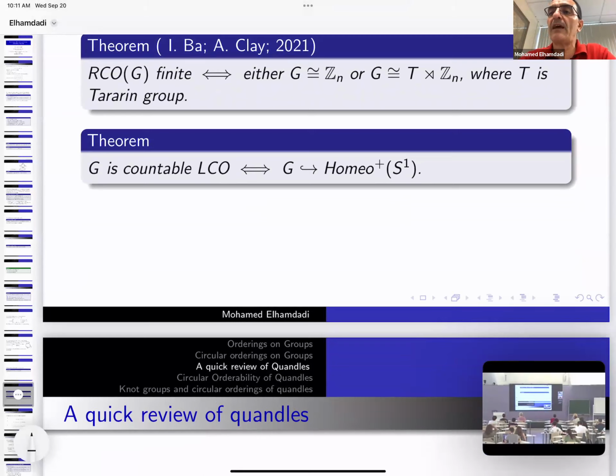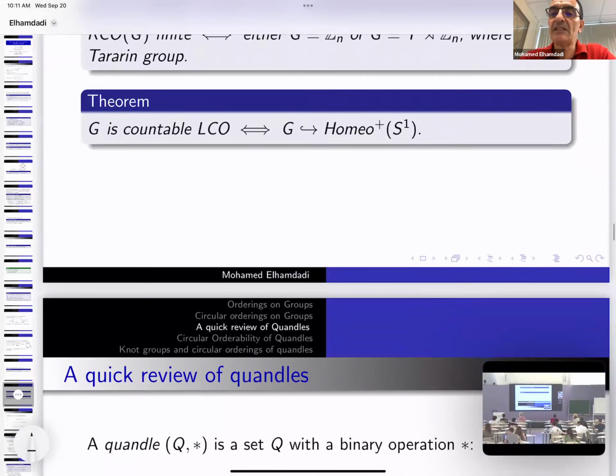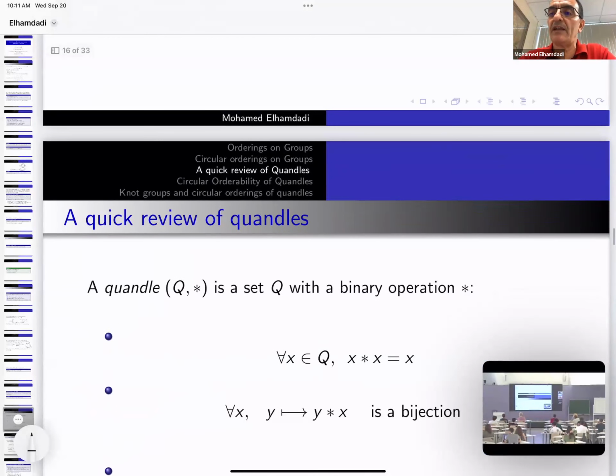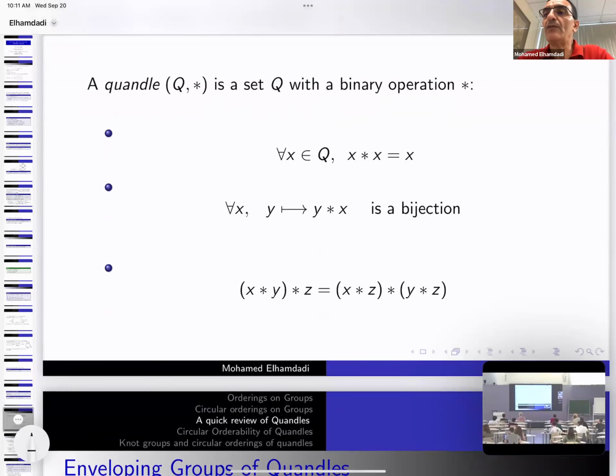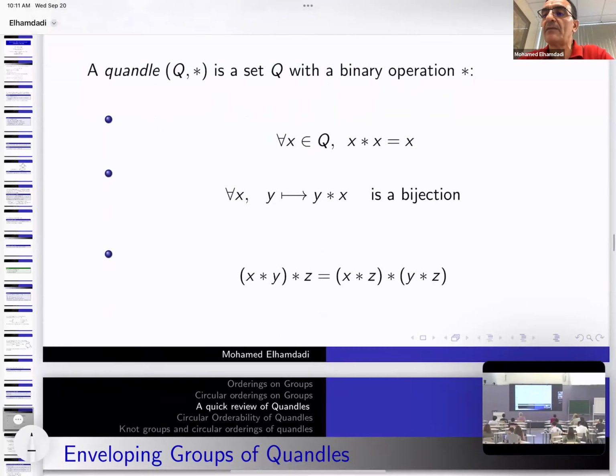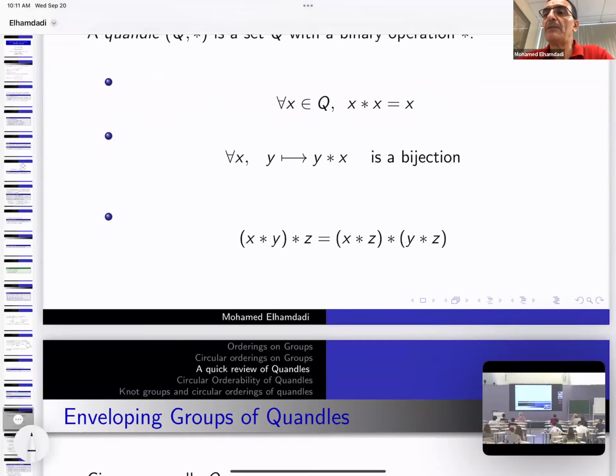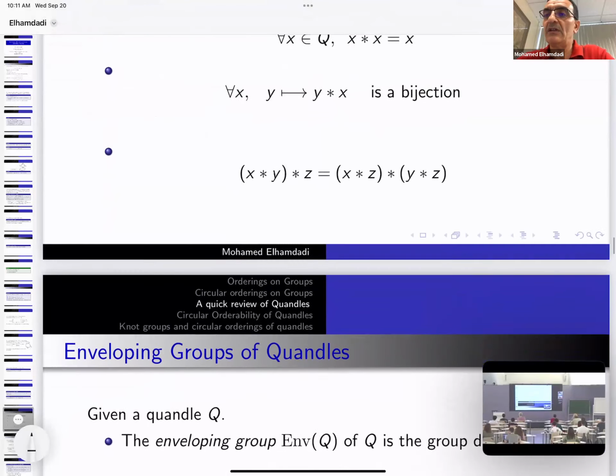Now we want to apply this to quandles. A quick review of quandles is just the definition. I'm sure people are already familiar with quandles. It's just a set with a binary operation that satisfies these three axioms. If you remove the first one, idempotency, you have what is called a rack. Basically, right multiplication has to be an automorphism. It's bijective and it's a homomorphism, which is the third condition.